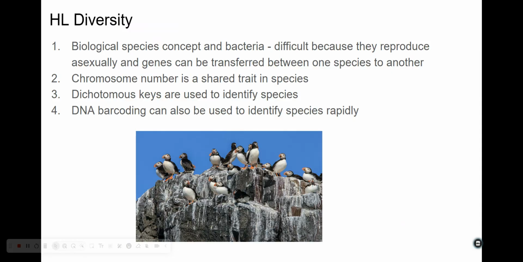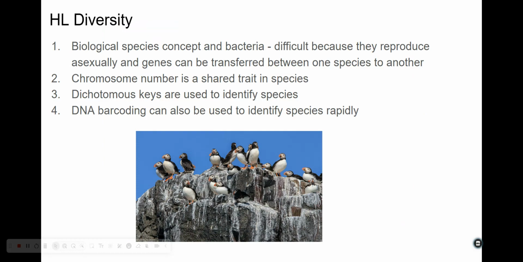Now, dichotomous keys are used to identify species. So you'd look at this one here and you'd be like, has black feathers. Oh, it must be some sort of penguin. Oh, but then you'd be like, has an orange beak. Yes, it's a puffin. Or no, it's a penguin. Right? So you do a series of yes or no questions to identify it.